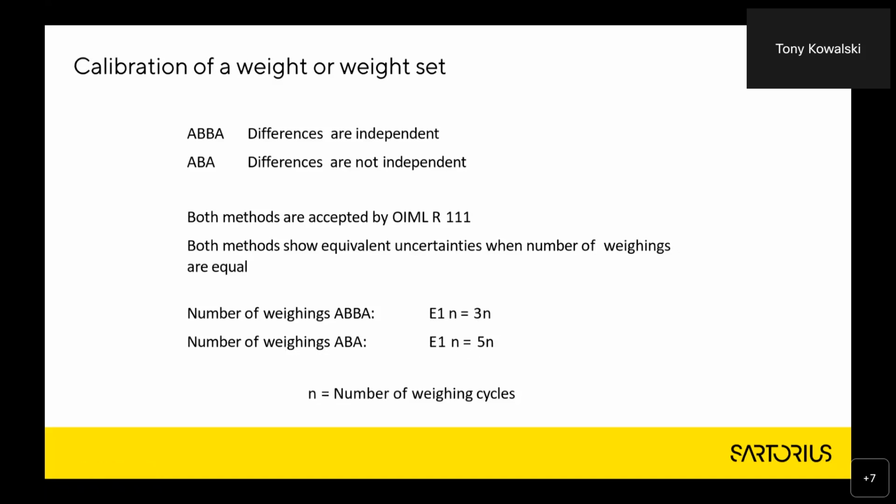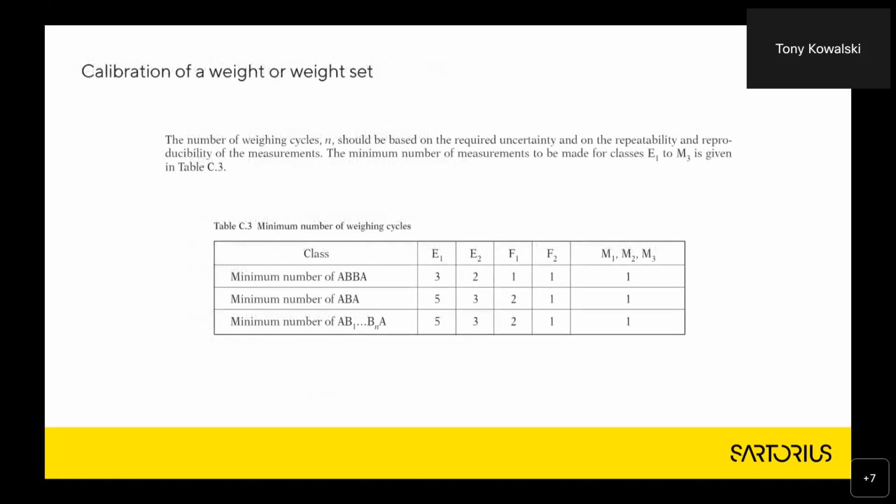Now, in the OIML, they will actually tell us. So if we want to calibrate an E1 weight, with ABBA, we only need 3 cycles of ABBA. With the manual comparator, we would need 5 cycles. For E2, we could reduce on the automatic to 2 cycles or 3 cycles on the manual. So you can see if you do ABA, you need a few more cycles to reach the required repeatability needed to keep the total overall uncertainty within the limits.